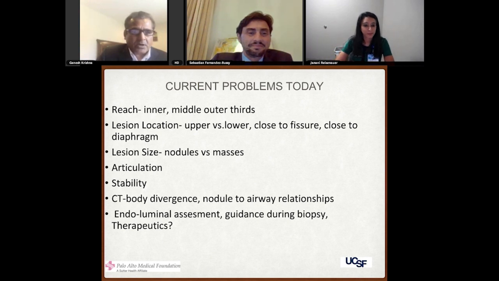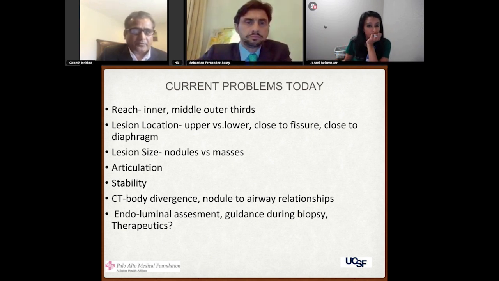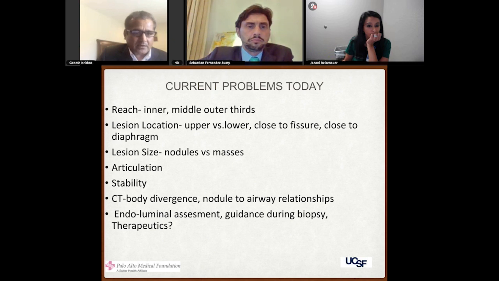Small nodules, as you know, have been challenging to access thus far, and big masses have their own problems with areas of necrosis and post-obstructive phenomenon. So depending on how we volume average those nodules can sometimes be problematic in terms of getting an appropriate tissue diagnosis and adequate sampling to obtain a complete diagnosis.